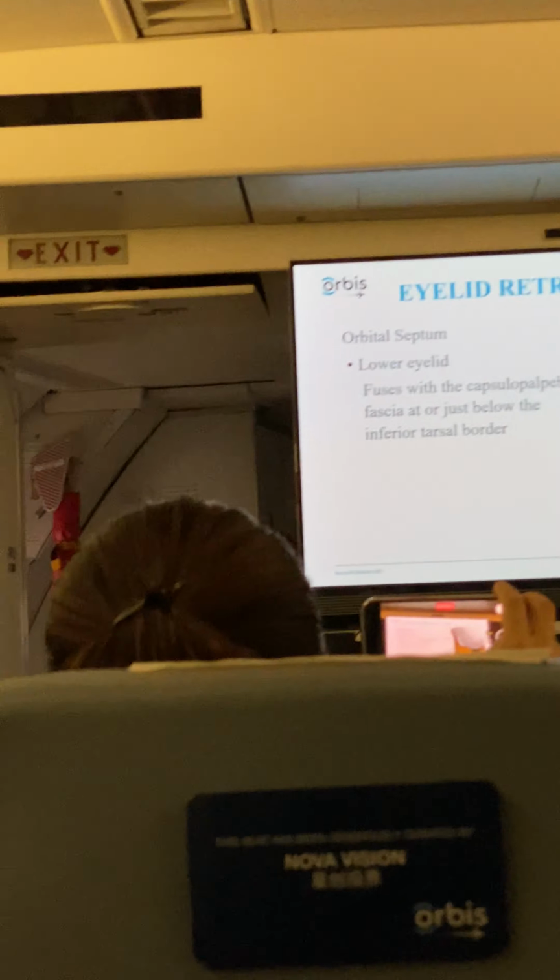This is a picture of the eye in the socket from a sagittal view or from the side, just so you have a general idea of what the muscles look like.